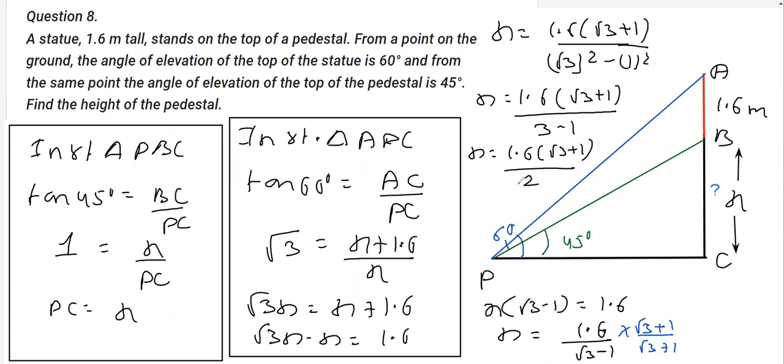And then we can reduce it further to get 0.8. So the final answer should be 0.8 times root 3 plus 1. We leave the answer here only. That's the final answer.